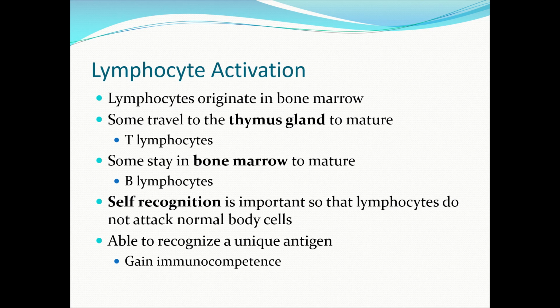Lymphocyte activation. Lymphocytes originate in the bone marrow. Some travel to the thymus gland to mature. These are your T lymphocytes. Some stay in the bone marrow to mature. These are your B lymphocytes. Self-recognition is important so that lymphocytes do not attack normal body cells. They must be able to recognize a unique antigen and thus gain immunocompetence.